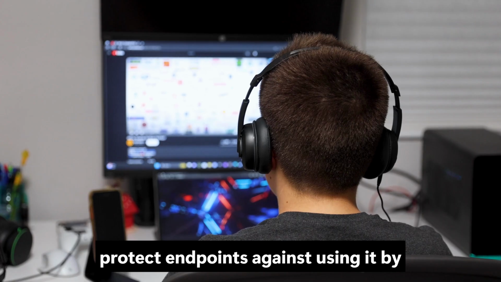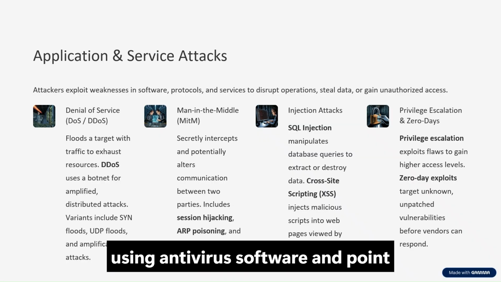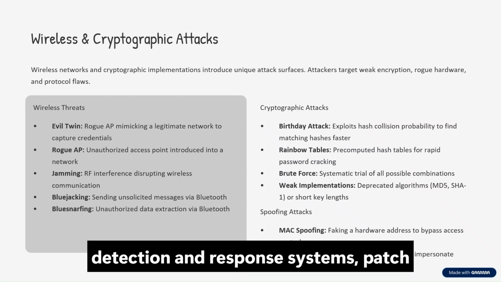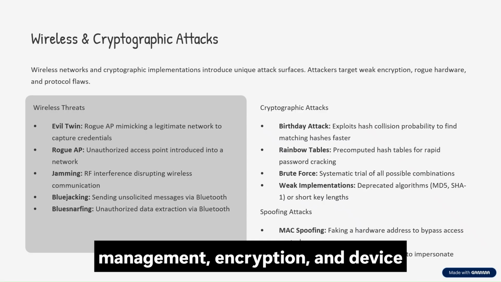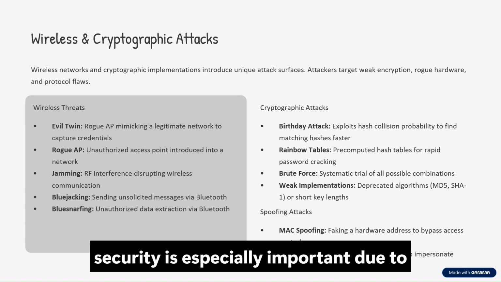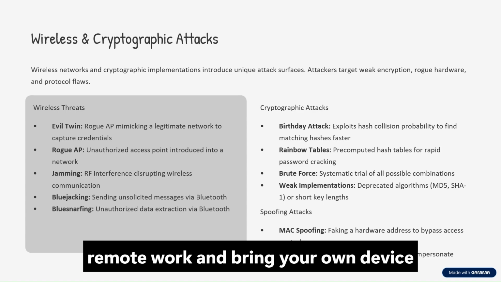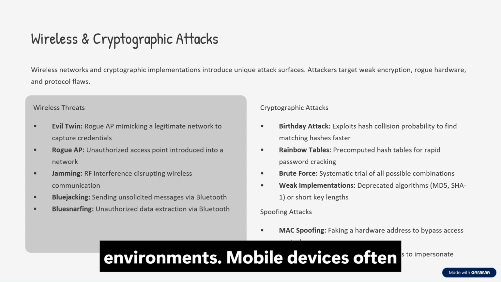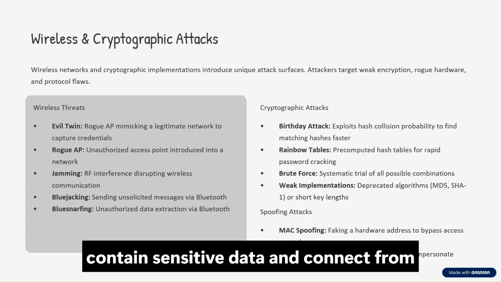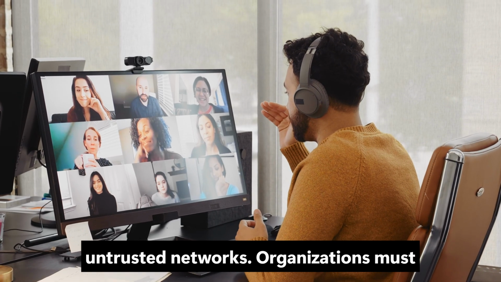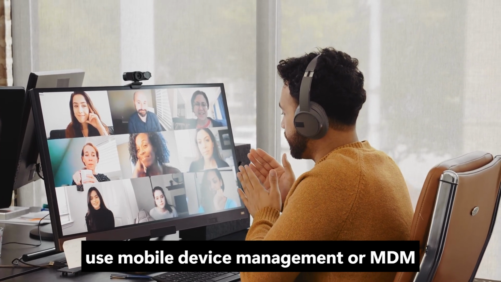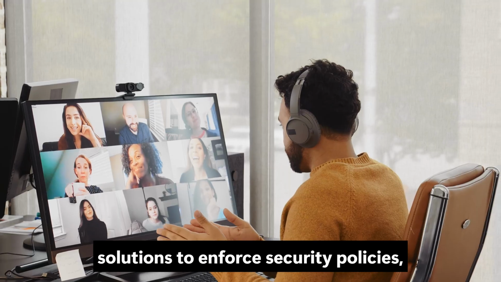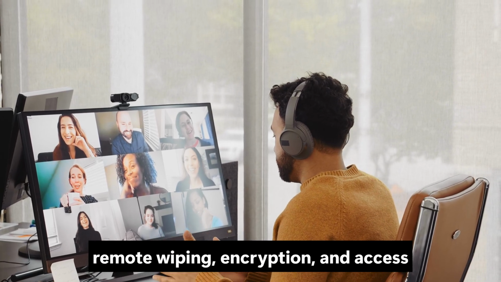Organizations protect endpoints by using antivirus software, endpoint detection and response systems, patch management, encryption, and device management policies. Mobile device security is especially important due to remote work and bring your own device environments. Mobile devices often contain sensitive data and connect from untrusted networks. Organizations must use mobile device management, or MDM, solutions to enforce security policies, remote wiping, encryption, and access controls.